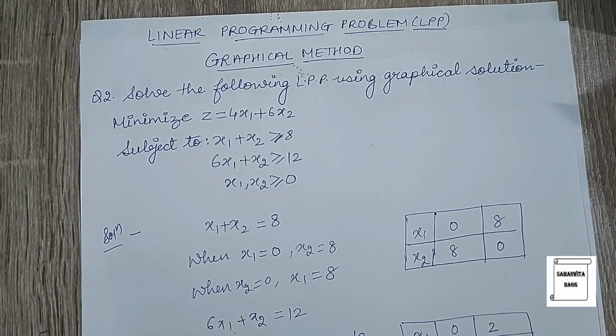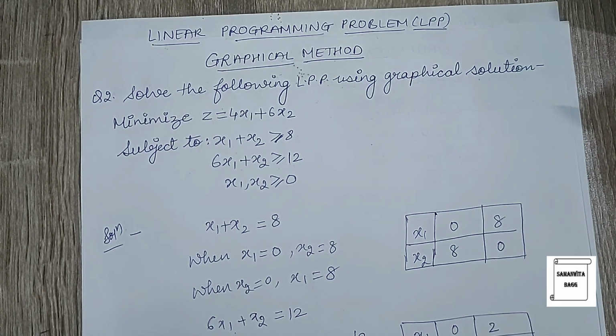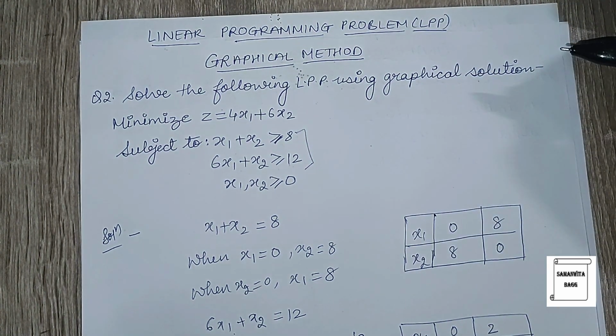So with this, I end the session. I hope you have understood how to solve an LPP using graphical solution for minimization type of problem using 2 constraints only. If you have any doubt, please write to me in the comment section.